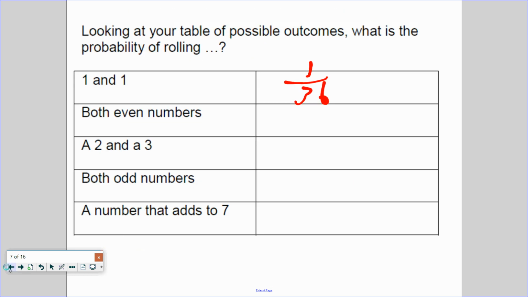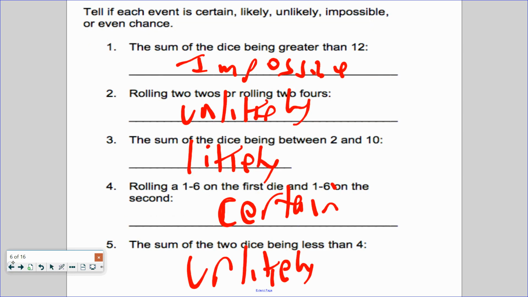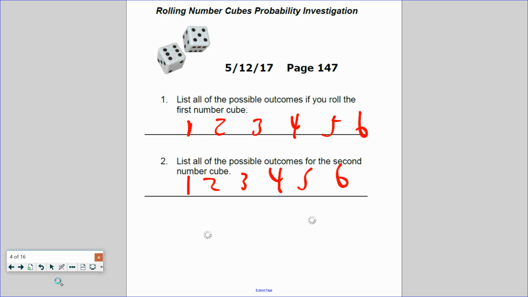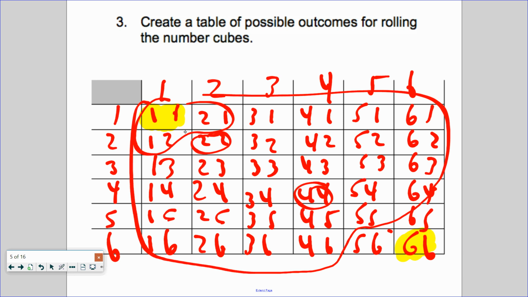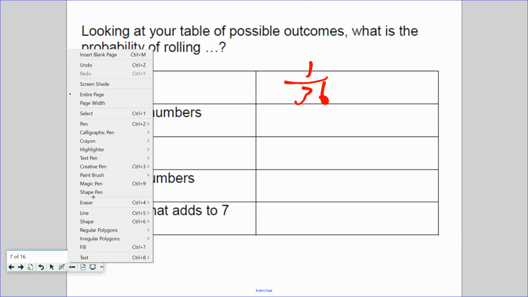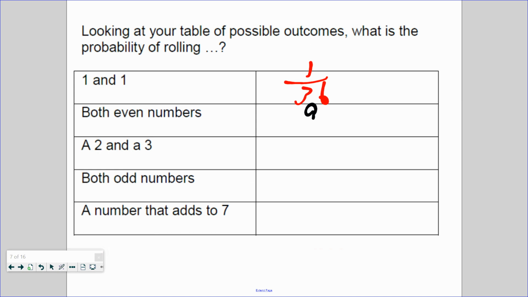What about both even numbers? Both numbers have to be even. So this is one where I will be using a highlighter. Both even numbers. Well, let's see. It can't be this one. The 1 column cannot be 3 and 5. So 2, 2, 2, 4, 2, 6, 4, 2, 4, 4, 4, 6. Both of these are even numbers. So they're 1, 2, 3, 4, 5, 6, 7, 8, 9. 9 out of 36 chances of that happening, which simplifies to 1/4 or 25% of that happening.